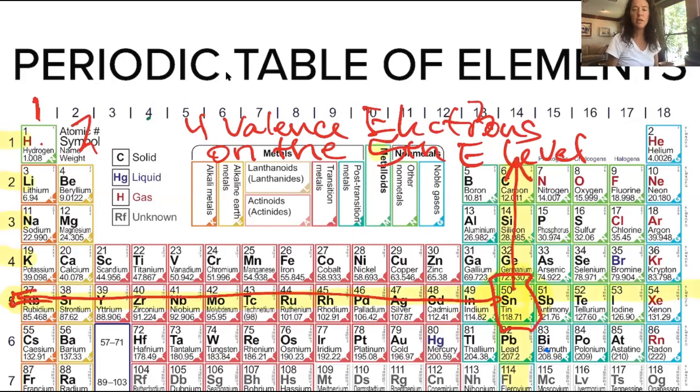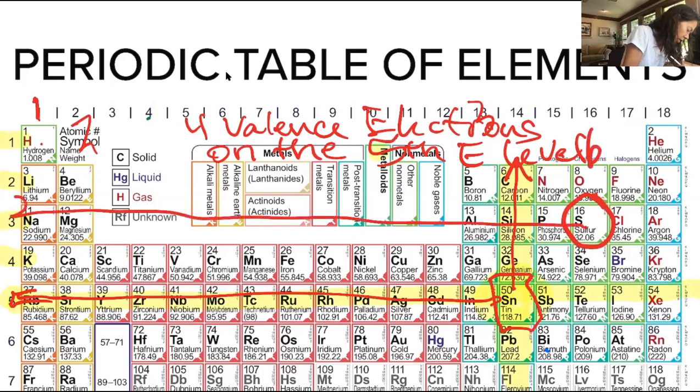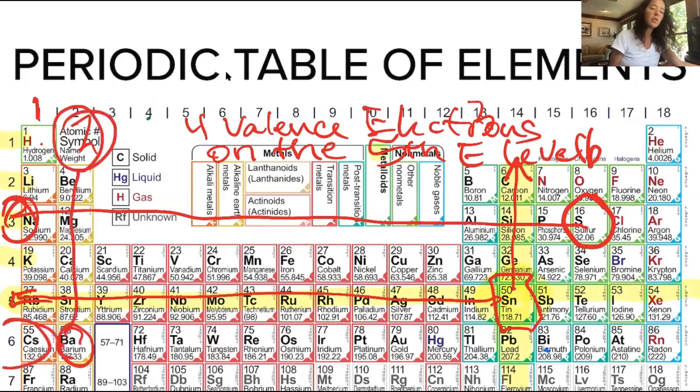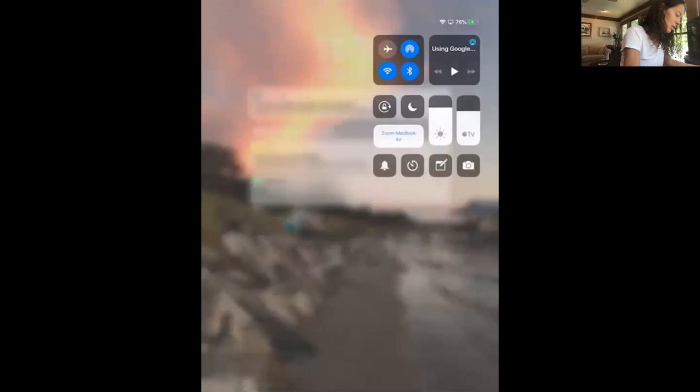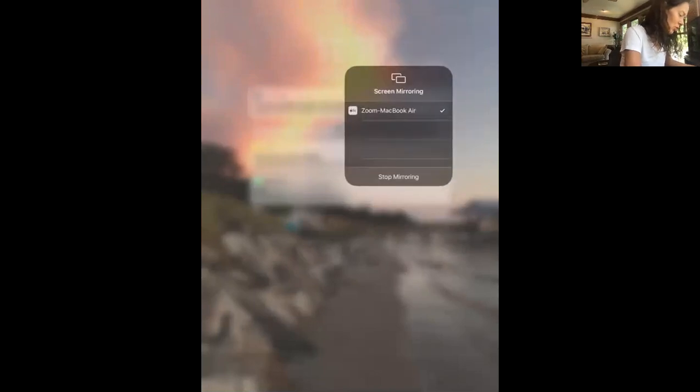You see how easy that is? So I know immediately that sulfur has 6 valence electrons and they are on the 3rd energy level. And I know that barium has 2 valence electrons on the 6th energy level. So it's really actually pretty cool. Okay, and that was a long video, but that's what I have to do to teach you the electron configurations.